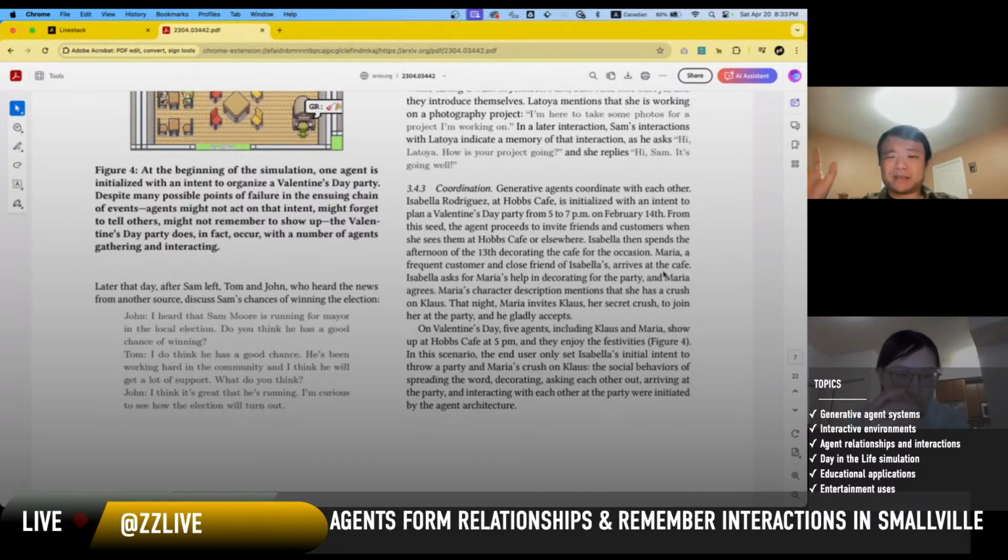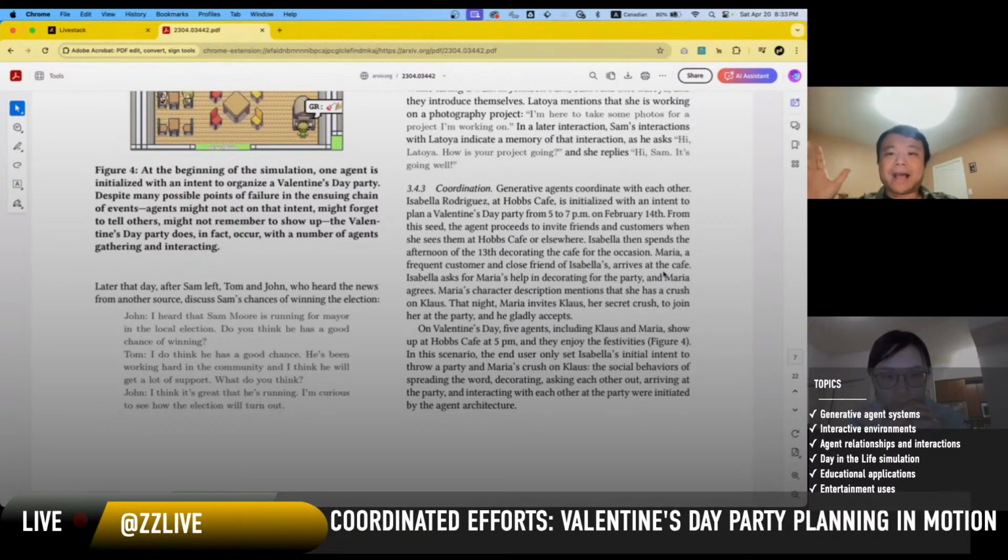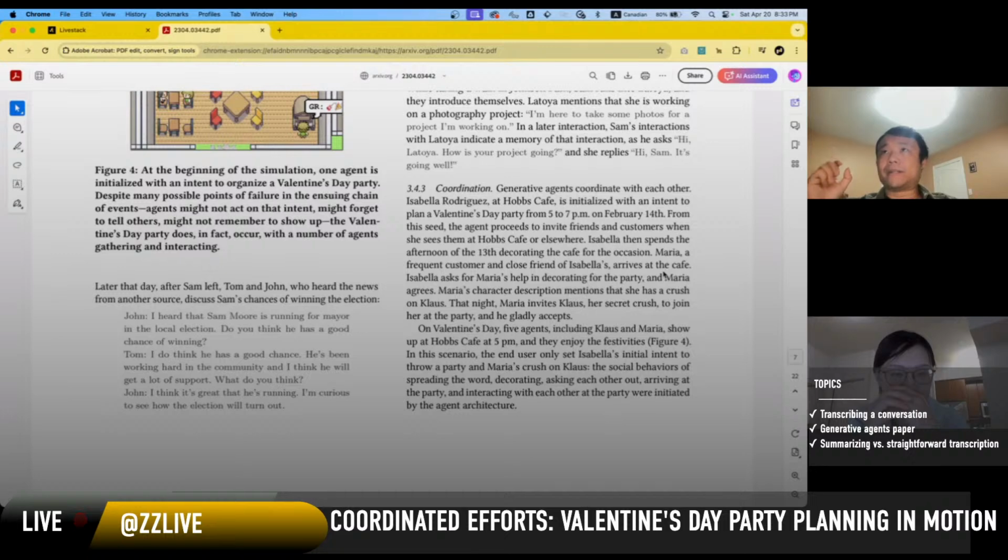So let's take a moment back. Isabella plans to throw a party on February 14th. What drives her to start preparing on the 13th? Like, what are the necessary ingredients for that to actually happen?